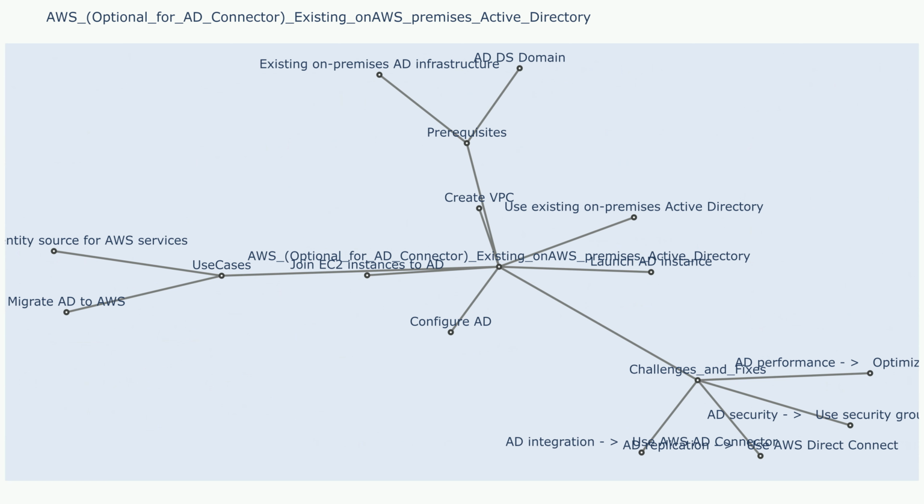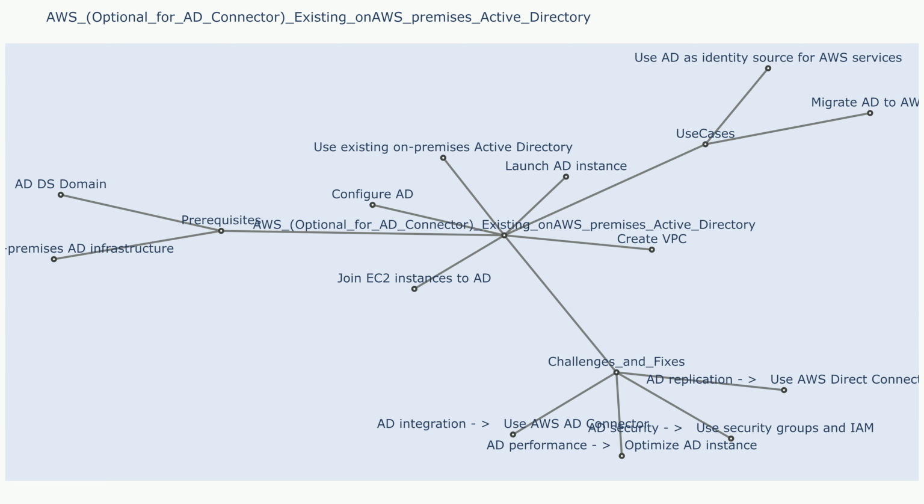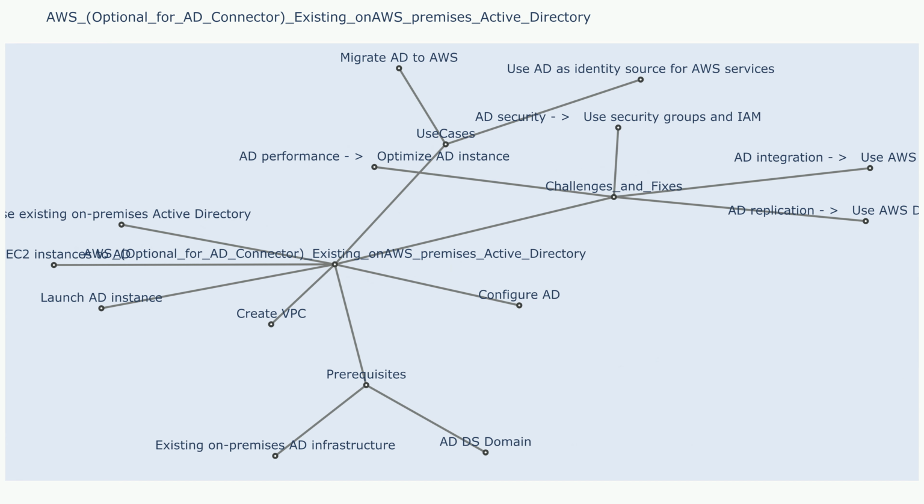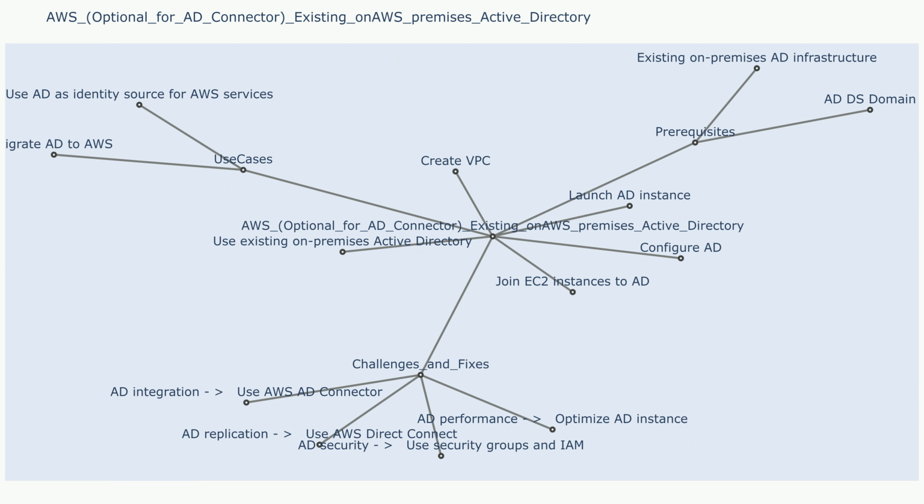Steps: create VPC. Create a virtual private cloud (VPC) in AWS to host your AD infrastructure. Launch AD instance. Launch an EC2 instance in your VPC and install Active Directory Domain Services. Add DS on it. Configure AD. Configure the AD instance with your existing domain information, including domain name, forest level, and site configuration.